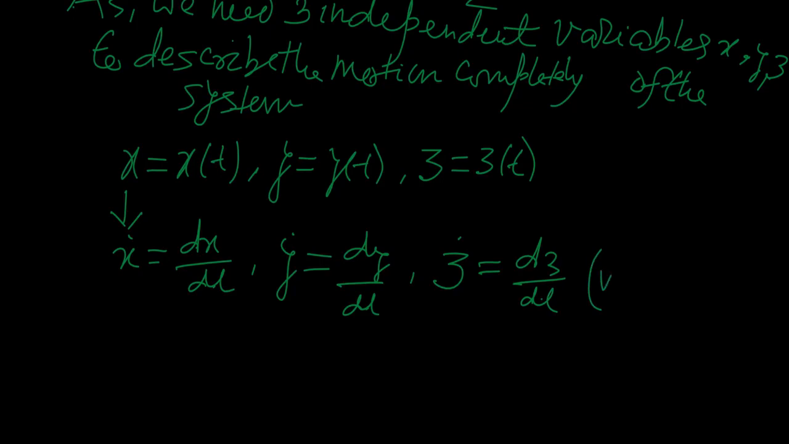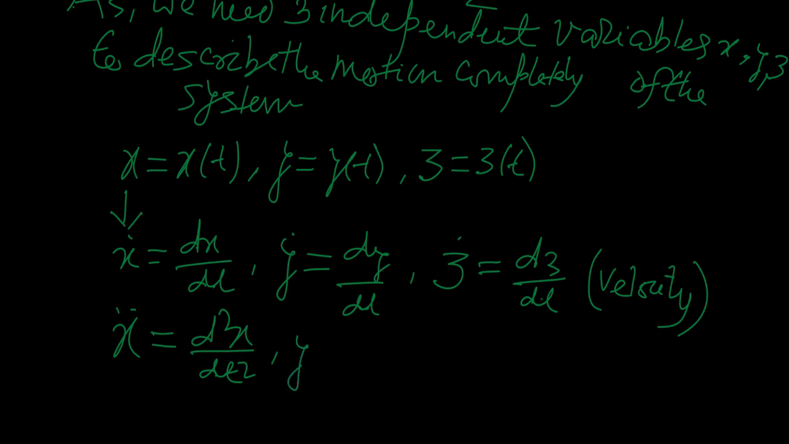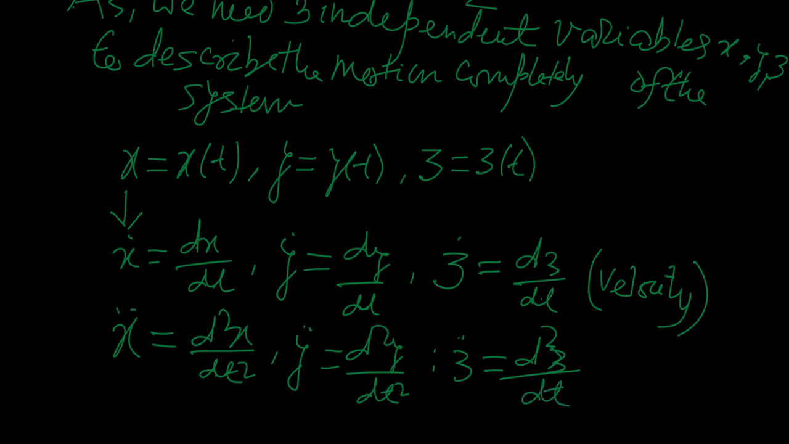These are in fact velocity components, one of the important parameters of motion of a particle. And further, if you differentiate these velocity components, simply you will get the components of acceleration, that is x double dot, this is simply d2x dt square, y double dot, this is d2y dt square, and z double dot, this is d2z dt square. This determines the components of acceleration of the particle.